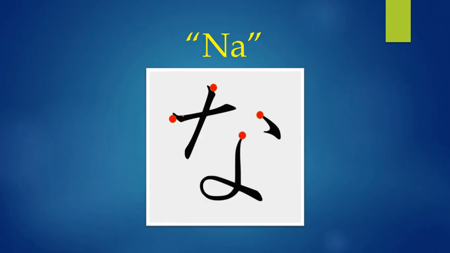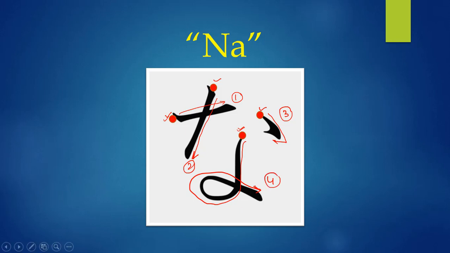The first letter of Na series is Na, and the stroke order is like this. The first stroke starts from this red dot here, and this is my first stroke. The second stroke starts from this red dot, and this is my second stroke, and my third stroke starts from this red dot, and it has a little bend here, so a little curve like this. So this is my third stroke, and fourth stroke starts from this red dot, and it's like this. This is my fourth stroke.